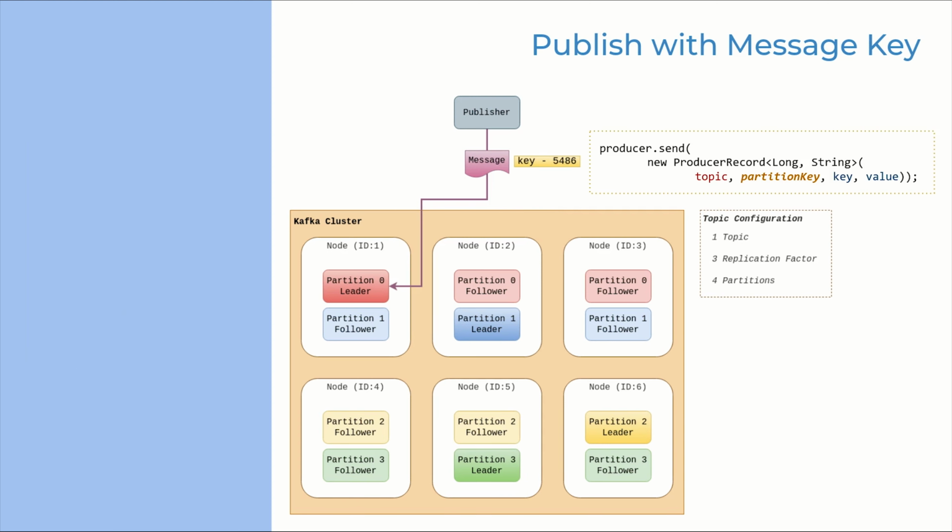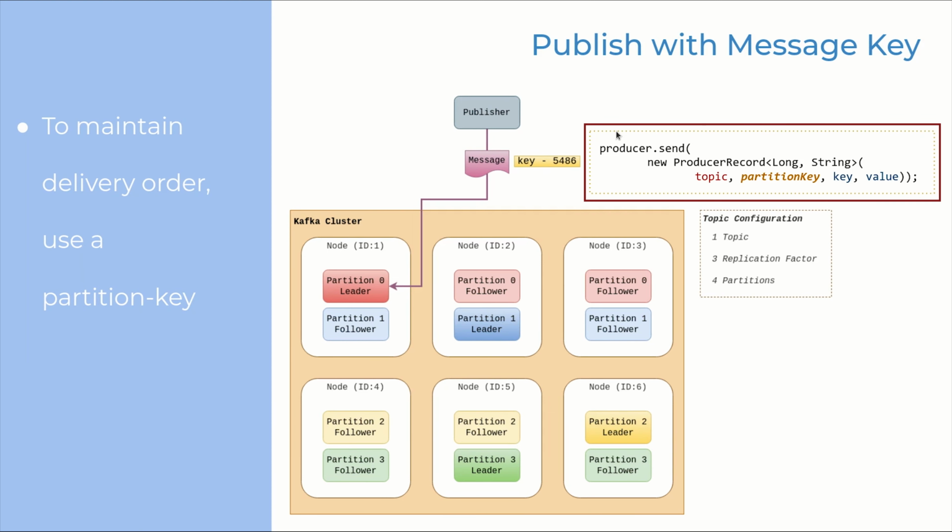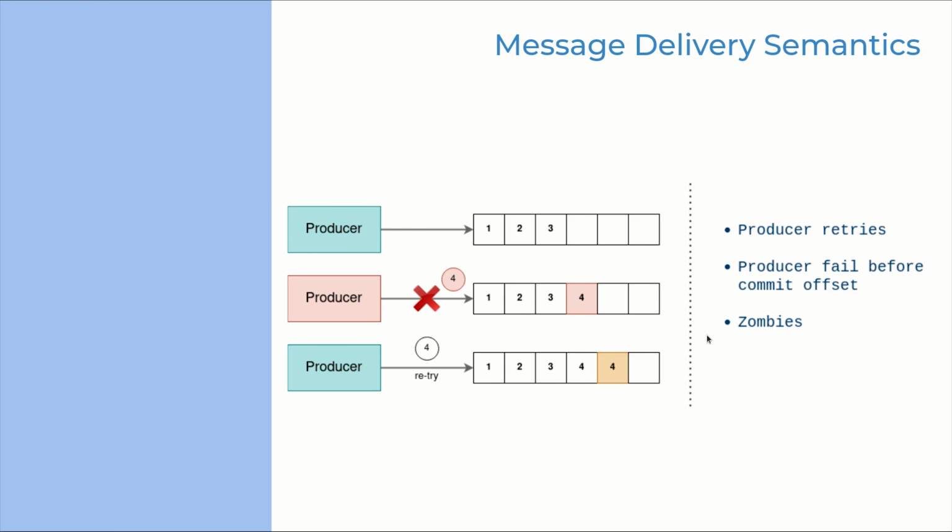And if you want to maintain the sequence of messages delivered, we have to use a partition key. So according to the source code, when sending a particular message, in addition to the topic key and the value, you need to mention the partition key. So each and every time, if you want to maintain the sequence of the messages, then you need to use the same partition key. So what will happen is, all the messages with the same partition key will be written to the same partition.